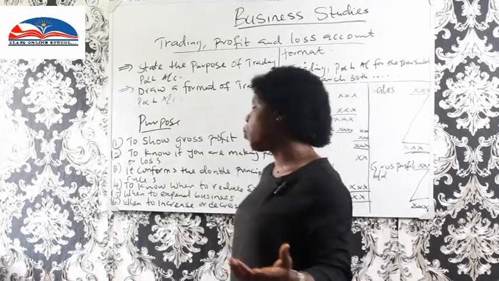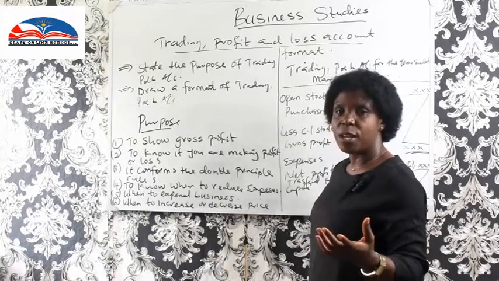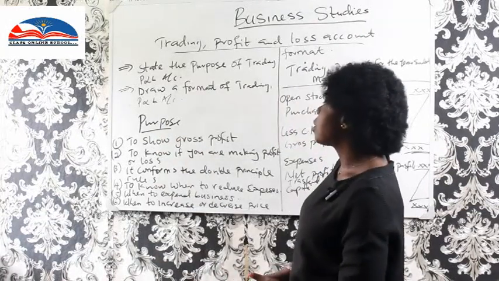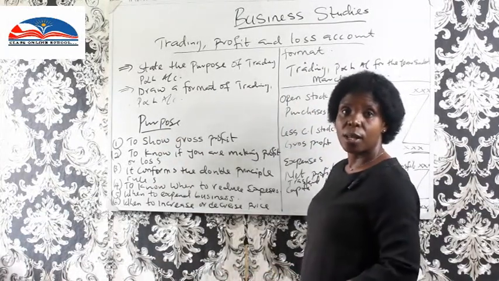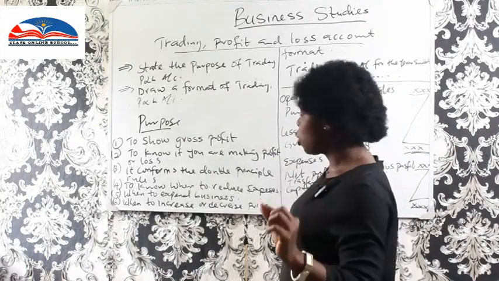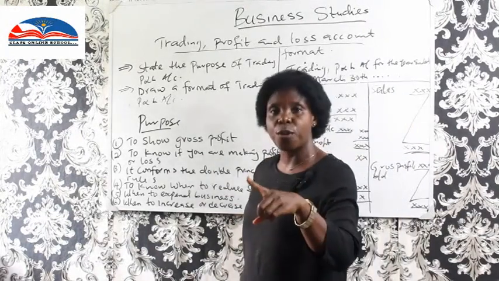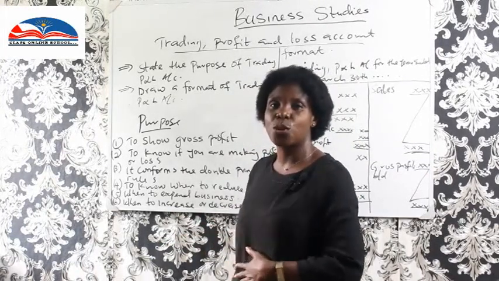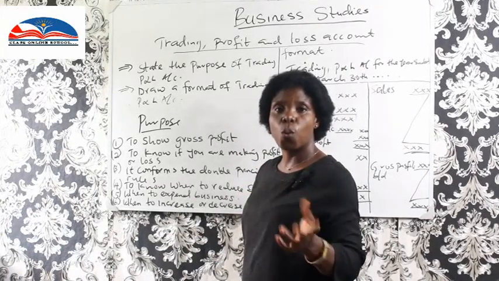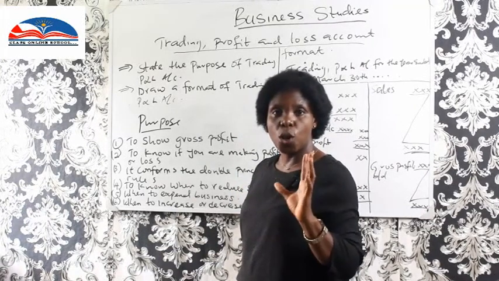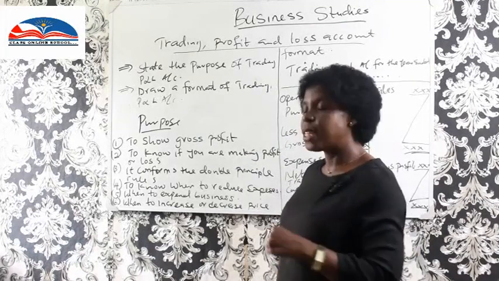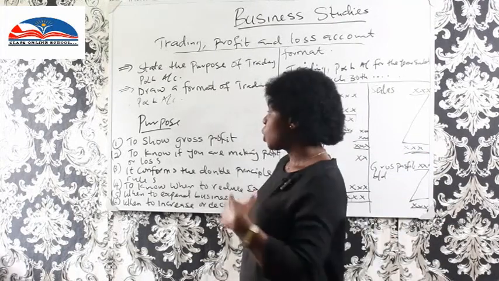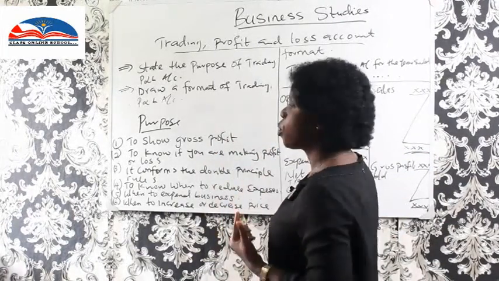Now let's look at why we keep a trading profit and loss account. What is the purpose? One, it shows gross profit. In my next class, I'm going to show you how you calculate gross profit, cost of goods sold, and net profit. Come along in part 2 of the trading profit and loss account, where I teach you that. So just take note of the purpose. I will explain in depth in that class what gross profit is. For now, it helps you to show your gross profit.